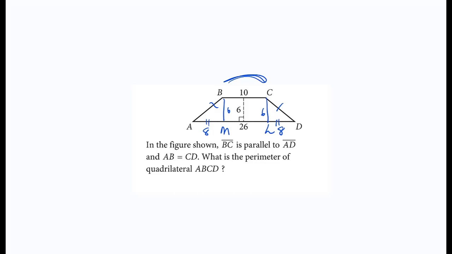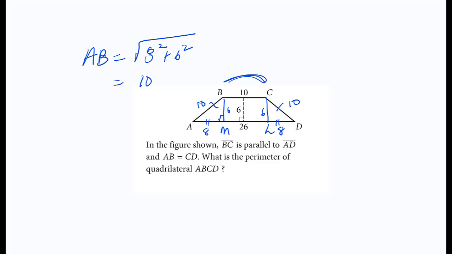The question is asking us for the perimeter, so we still need to find AB and CD. Alright, so let's find AB. Since we know that we have a right triangle right here, we can use the Pythagorean theorem. Using the Pythagorean theorem, AB is simply equal to the square root of 8 squared plus 6 squared, which is simply equal to 10. Now we could also use a Pythagorean triple right here. This is 6, this is 8, so this must be 10. Now if that is 10, I know that over here is going to be 10 as well.